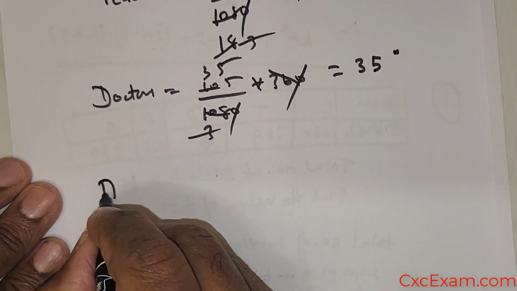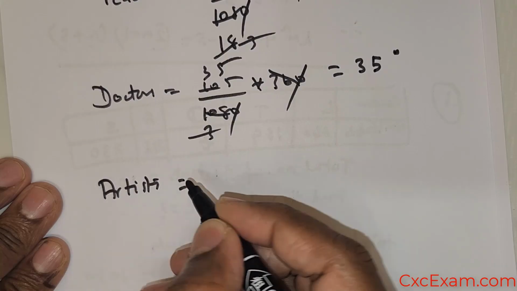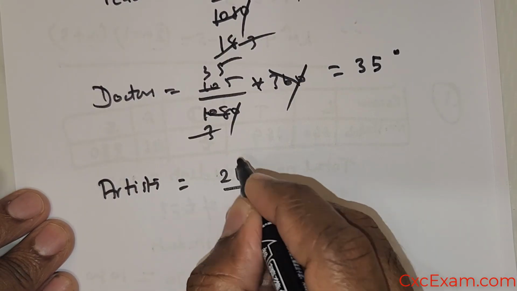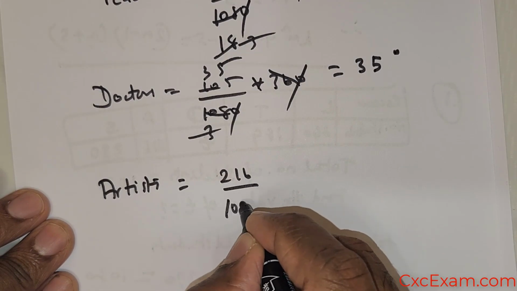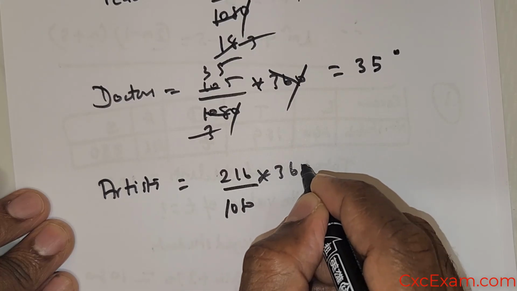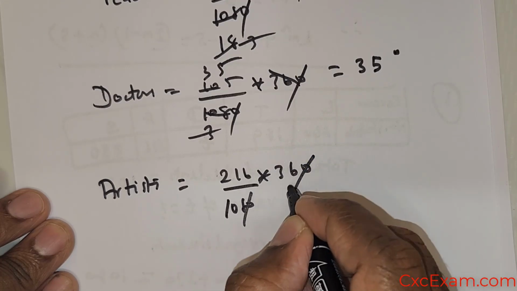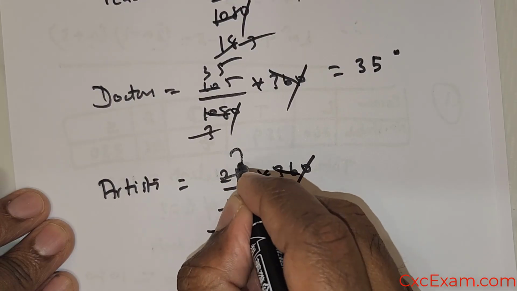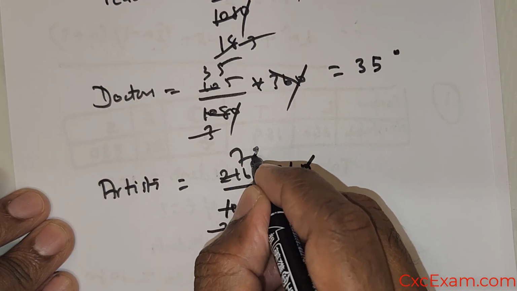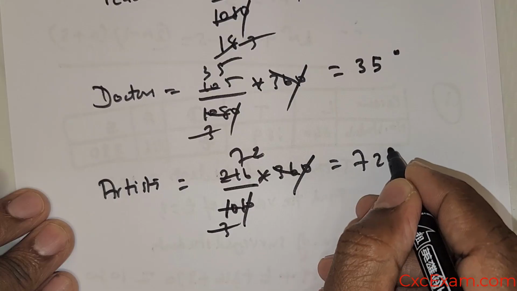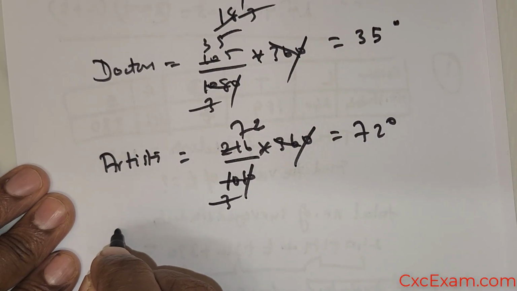Having given you doctors, let's move on to artists. What is the number of students? 216 students want to become artists. Divided by 1080 times 360. The 0 gets cancelled. This one is going to be 3. 7 3s are 21 and 2. So 72 degrees. This is for artists.